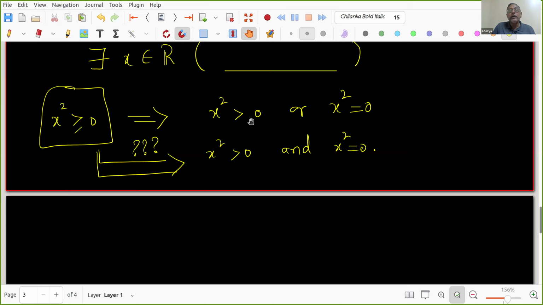Do you have any questions? x square greater than or equal to 0 means x square is greater than 0 or x square equals 0, meaning if one of them is true, then the statement is true, right? x square equals 0 is true only for 0. For the rest, x square greater than 0 is true. So whatever real number you take, one of them is true, right? This example will be very helpful to you.